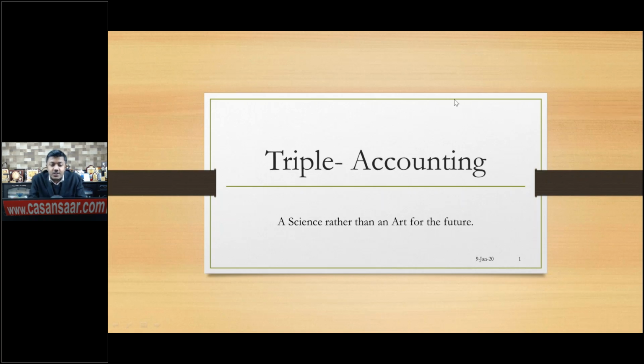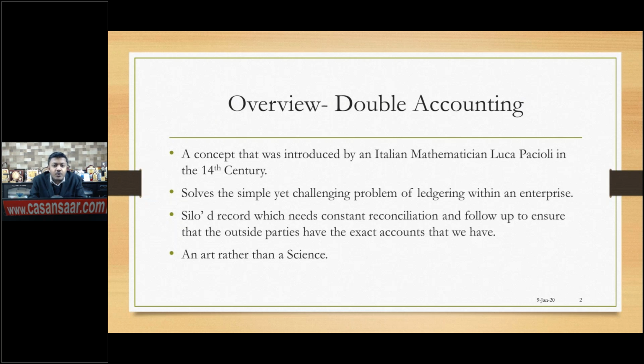So yeah, let's talk about triple accounting. Before I get into what triple accounting is, I'll just give you an overview of what double accounting is today. Double accounting is a system that was introduced by an Italian mathematician, Luca Pacioli, in the 14th century. Since then, there has been no evolution bringing any addition to the double accounting system, and since the 14th century it has been the same.